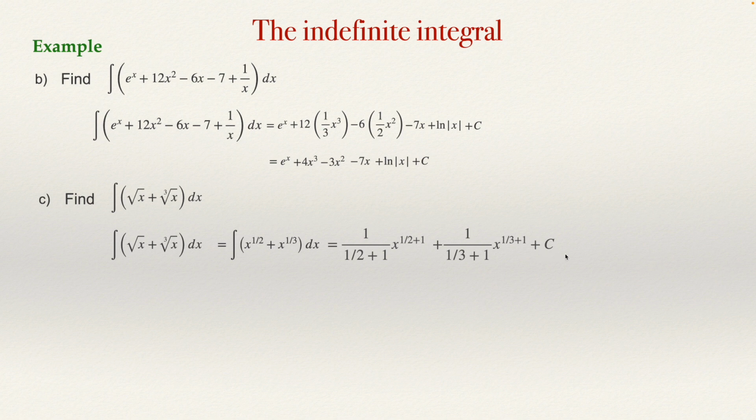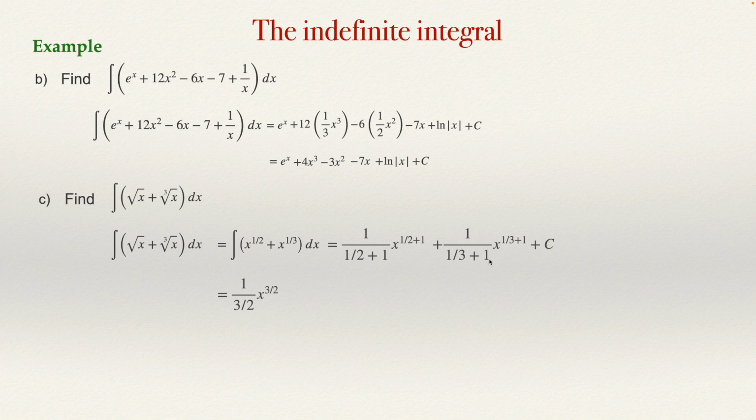Plus a constant of integration that we know will always appear when we are computing the indefinite integral. And then simplify this expression. For example, 1/2 plus 1: add these two fractions, and you know that this is 3 over 2. So you can type 1 over 3/2, and the power will be x to the power 3 over 2. So it will be 1 over 3 over 2 plus x to the power 3 over 2. And the second term will be the same.